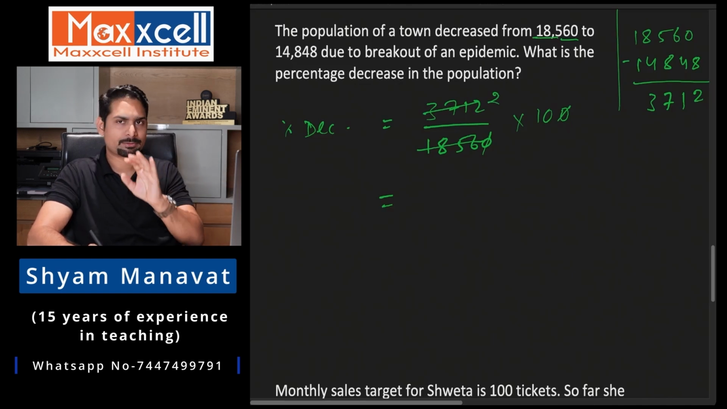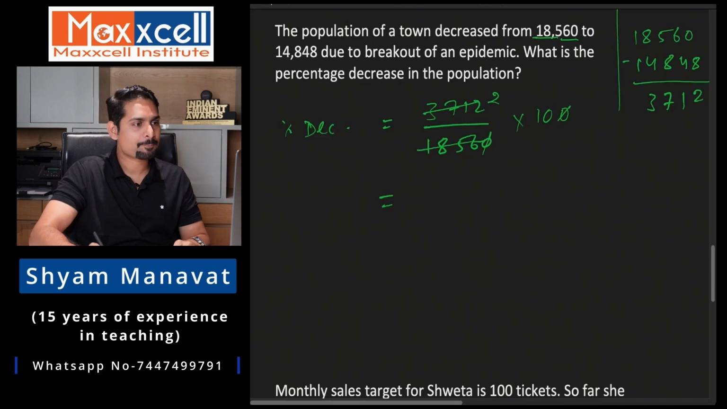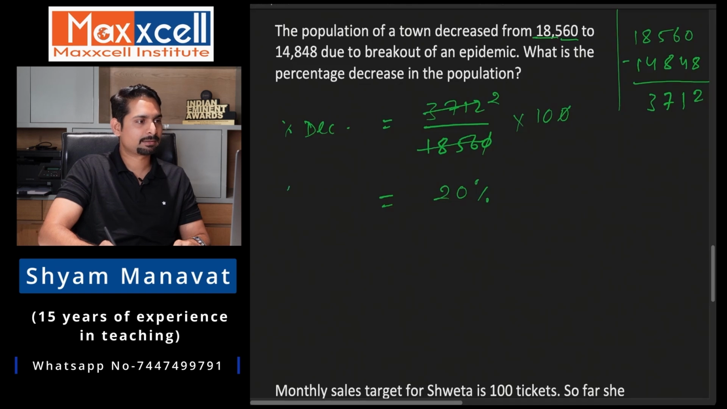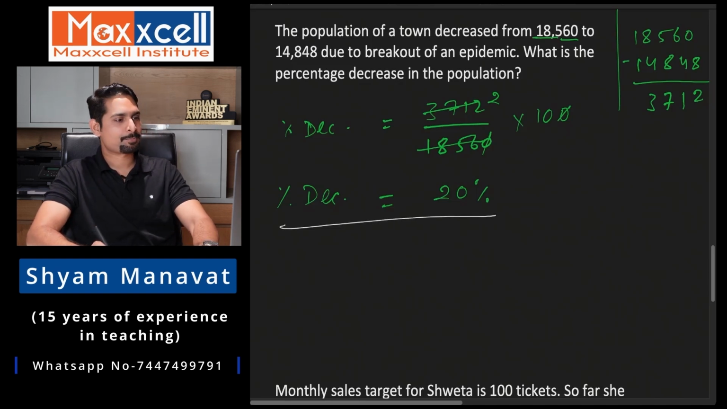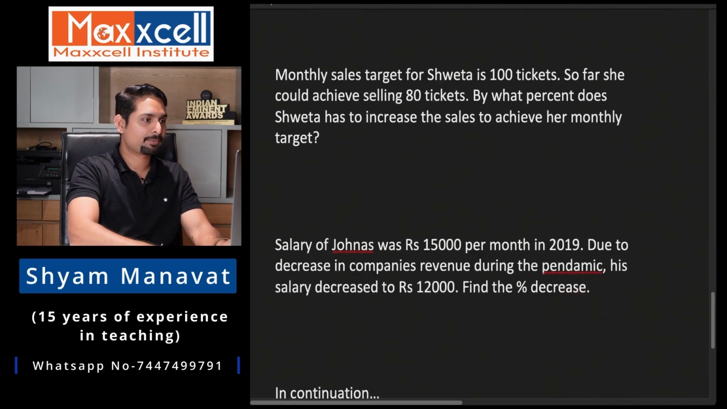You can, as I said, cancel by small numbers if you want. All right, so 2 into 10 is giving you how much? 20%. So percentage decrease is 20%. Correct? Okay, so I hope you understood this example too. Next example, that's a very nice example.